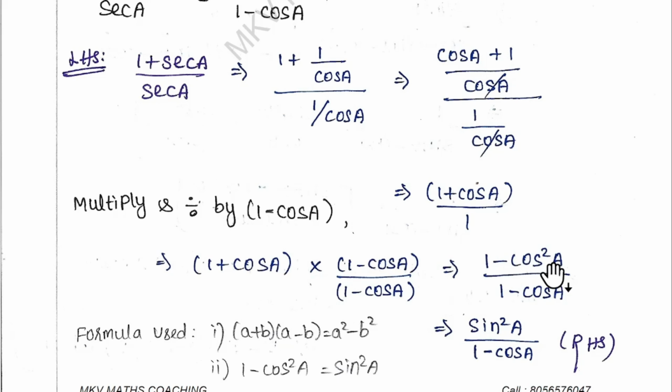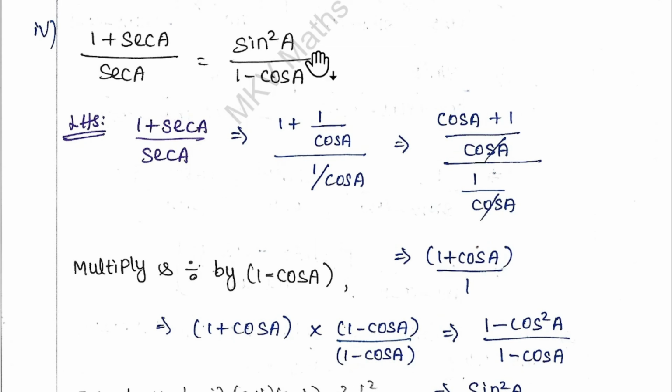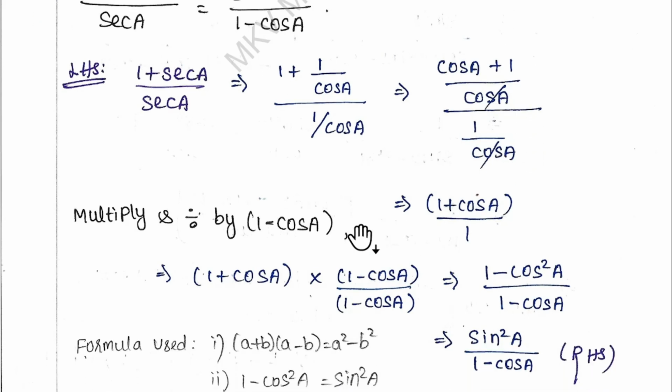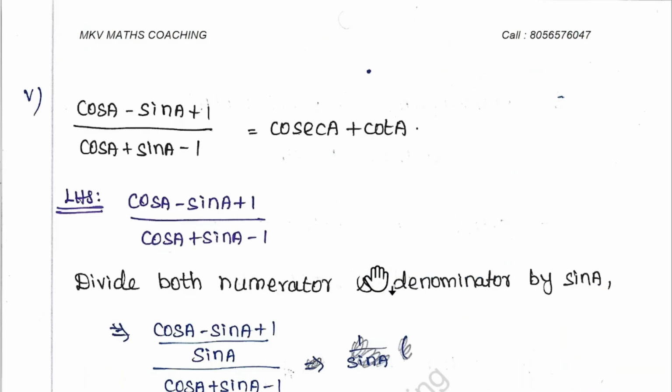So I can write it as A square minus B square. 1 square minus cos square. Okay, so I'm writing it as 1 minus cos square A by 1 minus cos A. What is 1 minus cos square? Sin square. Sin square by 1 minus cos A, which is your RHS. So first change in terms of cos and then cross multiply, take an LCM, and multiply and divide it by 1 minus cos A.